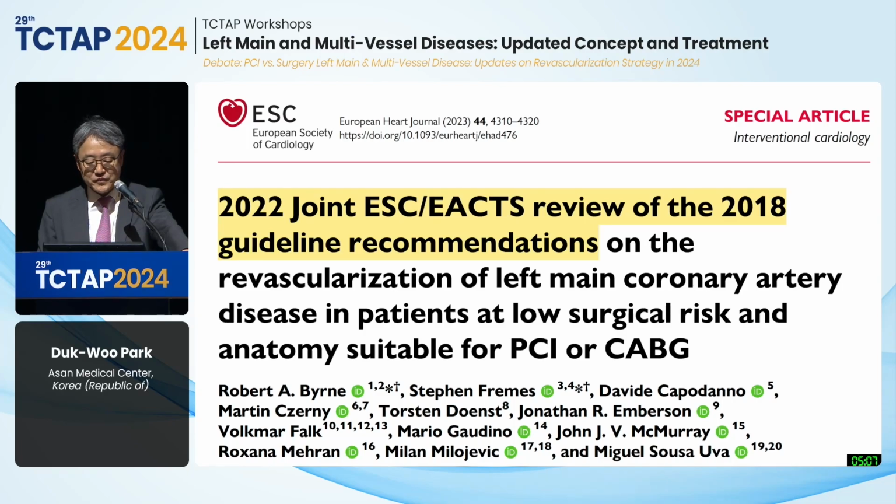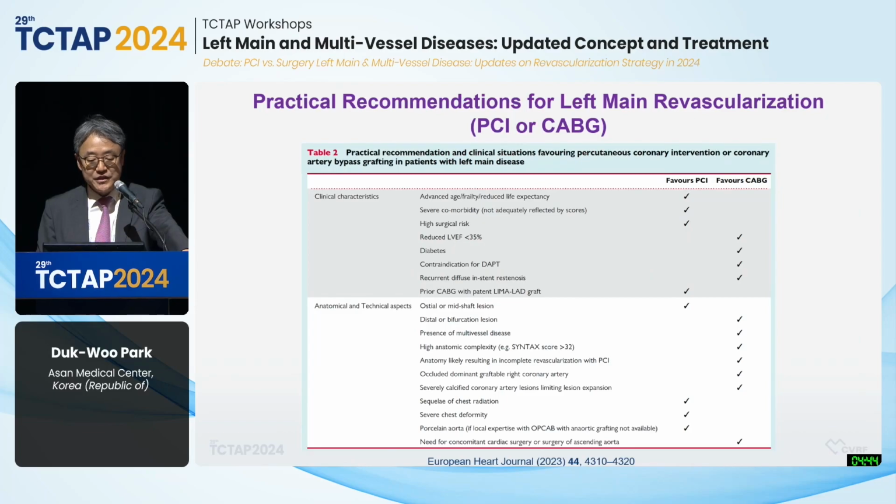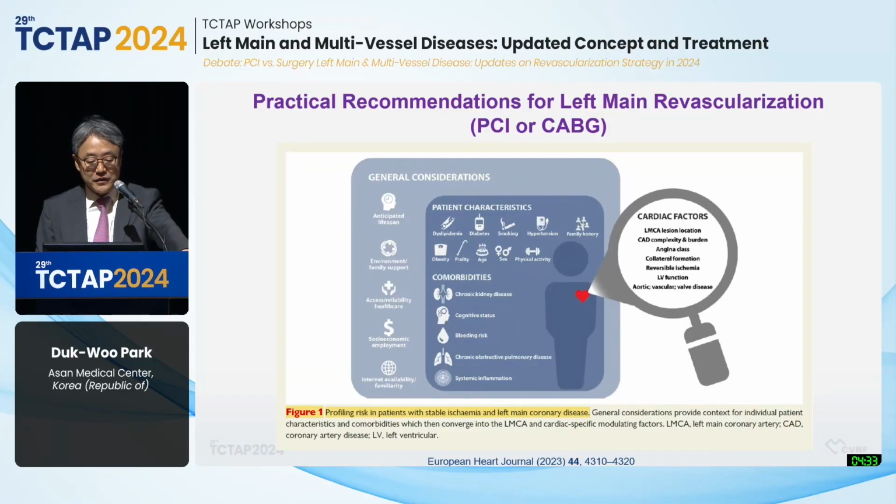In the most updated recommendation, from last year's ESC meeting, ESC/EACTS made a little downgrade. The prior recommendation for PCI in low SYNTAX score was class 1, and it is now a class 2A recommendation for left main disease. This article emphasizes that some patients should be considered for PCI, and some for bypass surgery. We also think about family support, socioeconomic status, and availability.